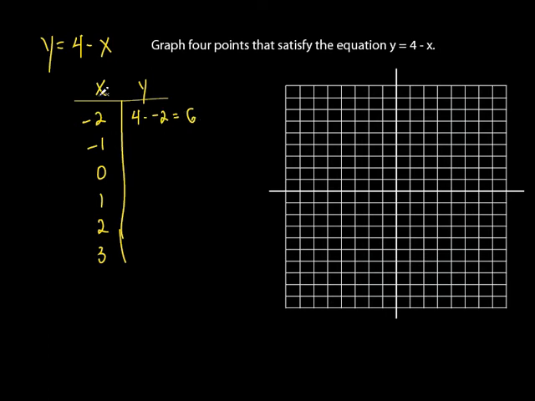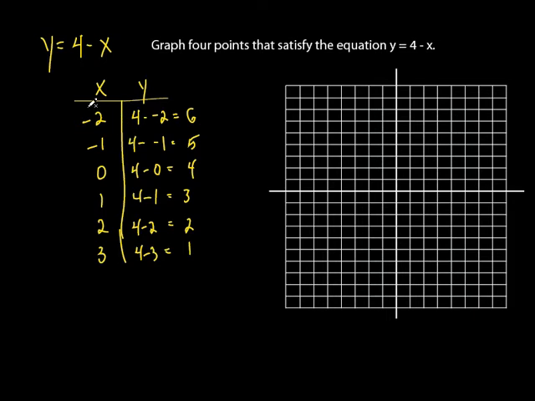Let's put a -1 in for this. 4 minus -1. See, we're doing the same exact thing, just with a different x. 4 minus a -1 is +5. Put a 0 in for this: 4 minus 0, which is 4. Put a 1 in for that: 4 minus 1. See, all we're doing is taking x away from 4. 4 minus 1 is 3. You kind of get a pattern going here. 4 minus 2 is 2. Let's do one more. 4 minus 3 is 1.